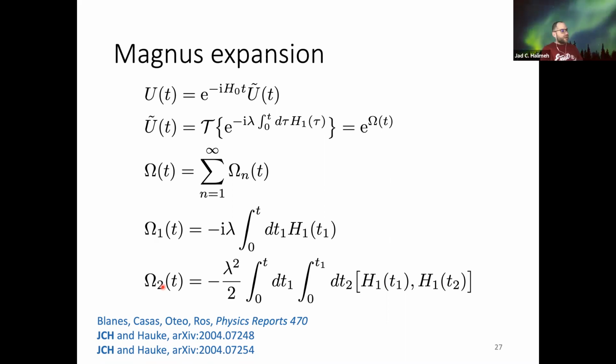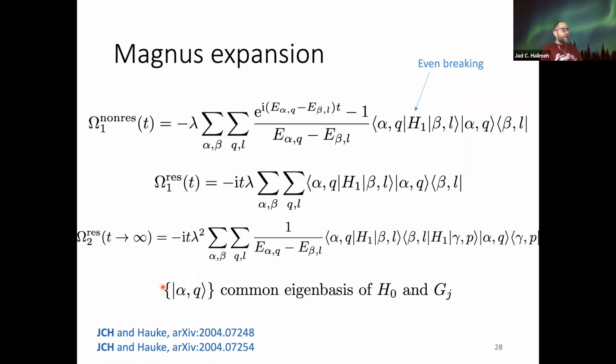So let's look first at omega 1 and omega 2. You see that analytically, you get the following terms. Don't let them scare you, because this is just a formality. I will just explain the main point here. By alpha q, I mean a common eigenbasis of H0 and Gj. As you know, H0 is gauge invariant, so it commutes with Gj. I can find a common eigenbasis for both, and I will call it alpha q.